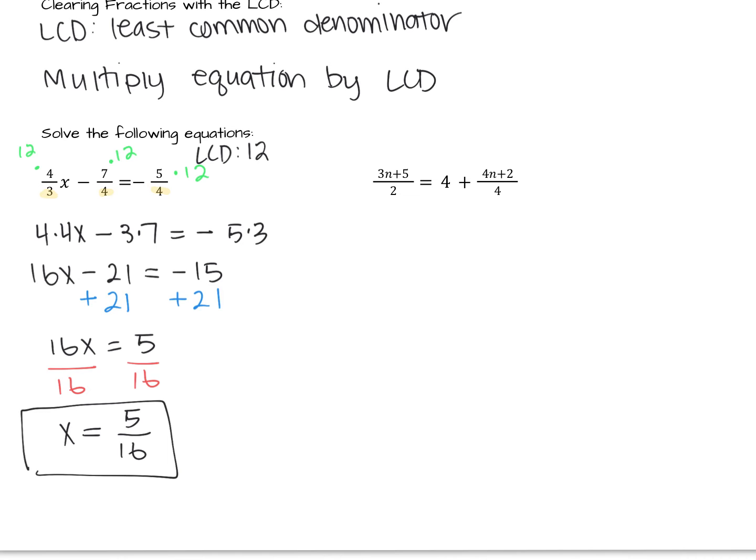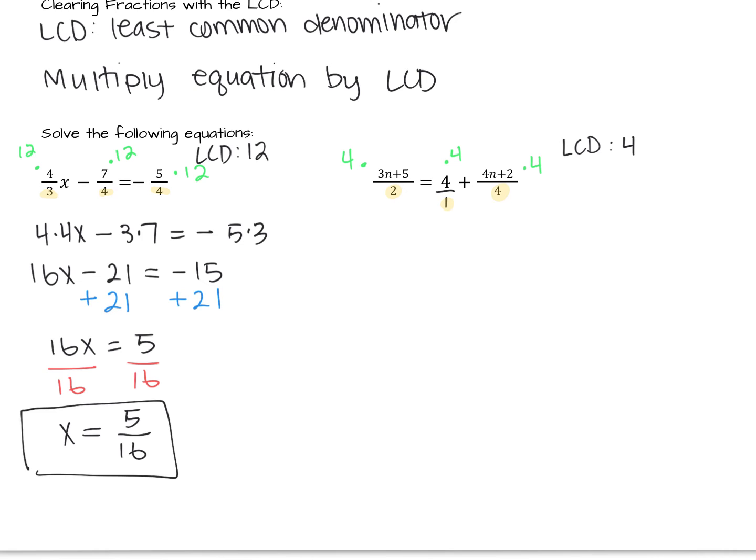Our second example, 3n plus 5 all over 2 equals 4 plus 4n plus 2 all over 4. Just to refresh, the 4 is technically 4 over 1. So we have denominators of 2, 1, and 4. So the smallest number that 2, 1, and 4 all go into is 4. So it is okay for your LCD to actually be one of your denominators. So now I'm going to multiply every fraction by 4.